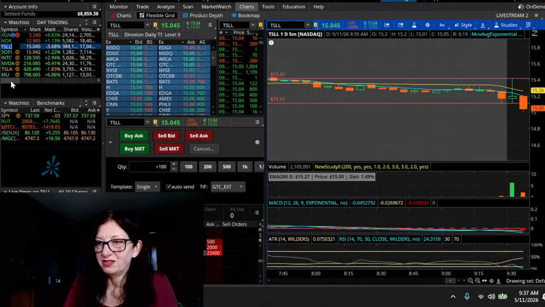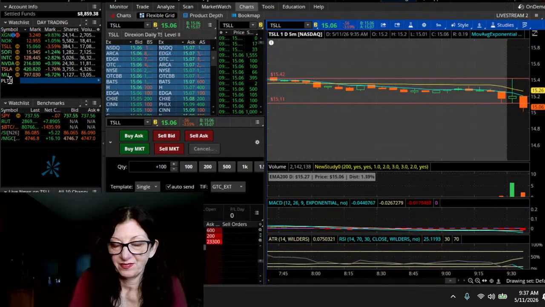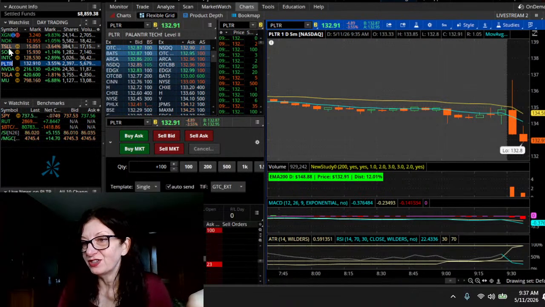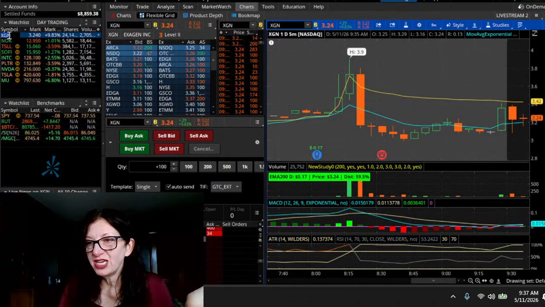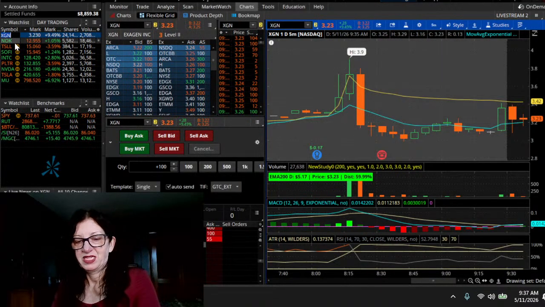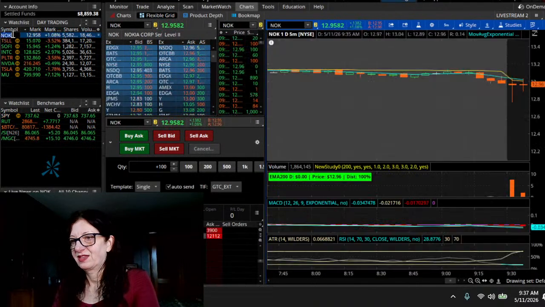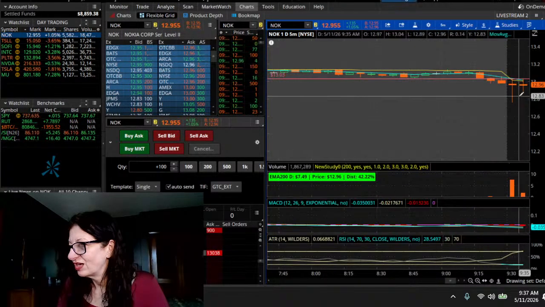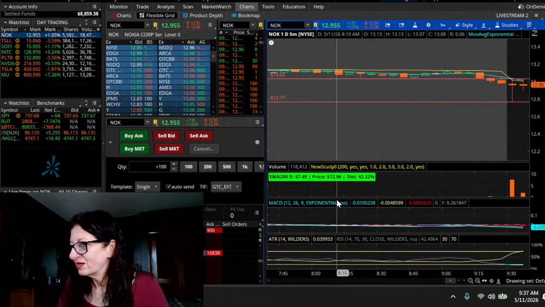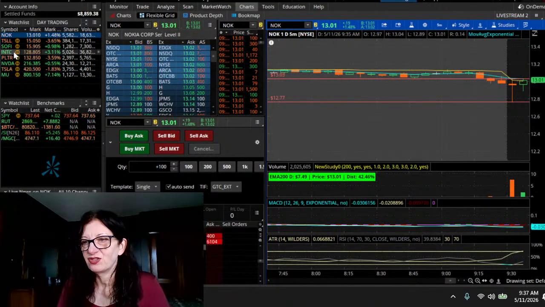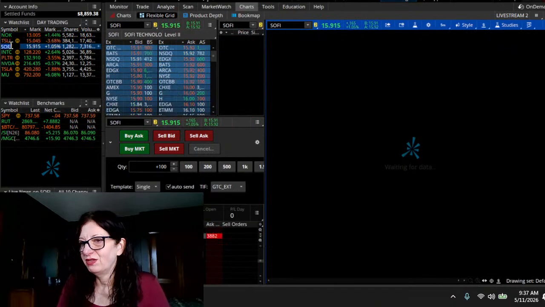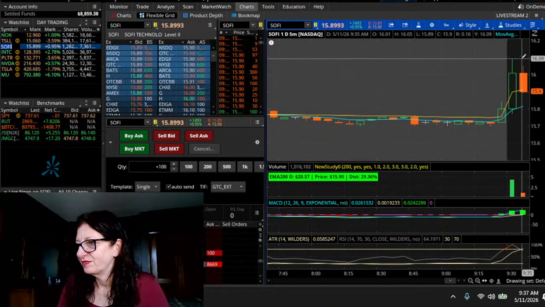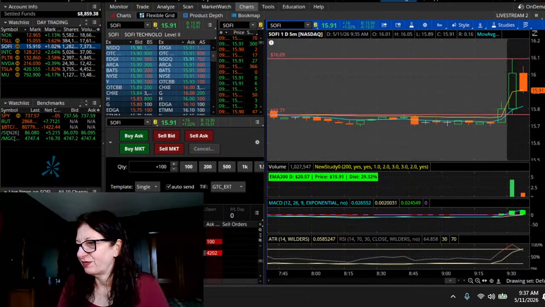Palantir, PLTR. Let's look. This is what happens. You evolve, right? Trying different things. So XGN, I'm going to take that off here. Nokia, okay, so their opening range, they haven't broken out of their opening range. TSLL, SoFi, they have not broken out of their opening range.